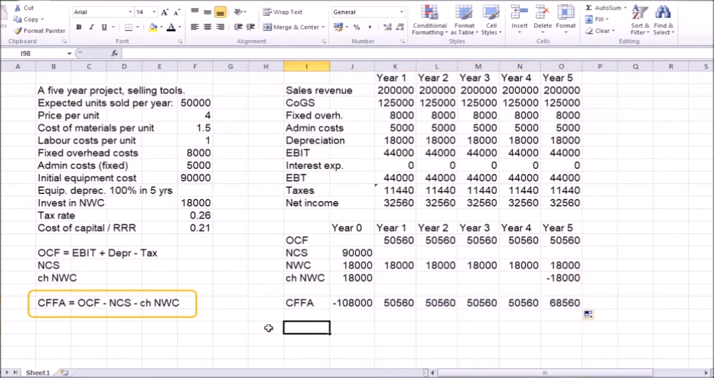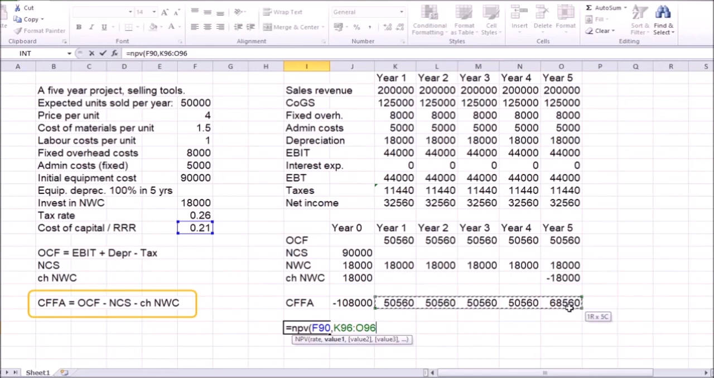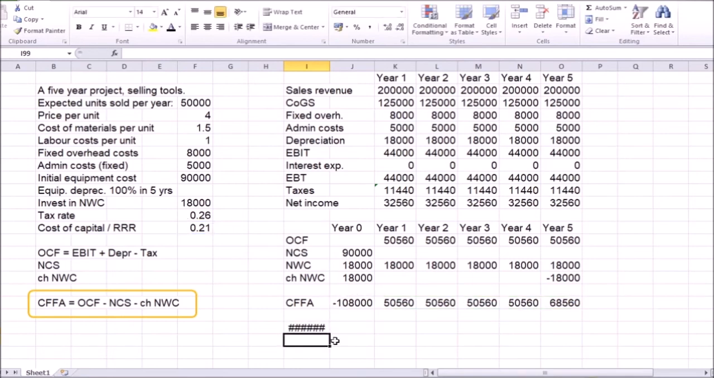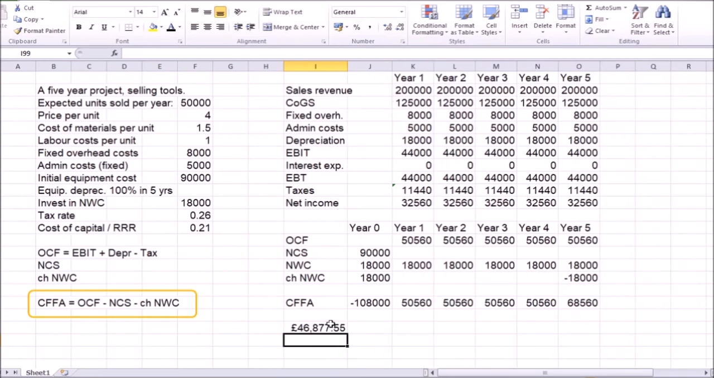You might remember in Excel to calculate NPV, just hit equals, type NPV, open the brackets, and enter the rate. In our case, that's 21% cost of capital or the required rate of return. After that, enter the values starting from year 1 rather than year 0. And funny enough, in Excel, we have to add the original costs by hand. That gives us a net present value of nearly 47,000. Positive value, hence, this project does seem to be a good idea.